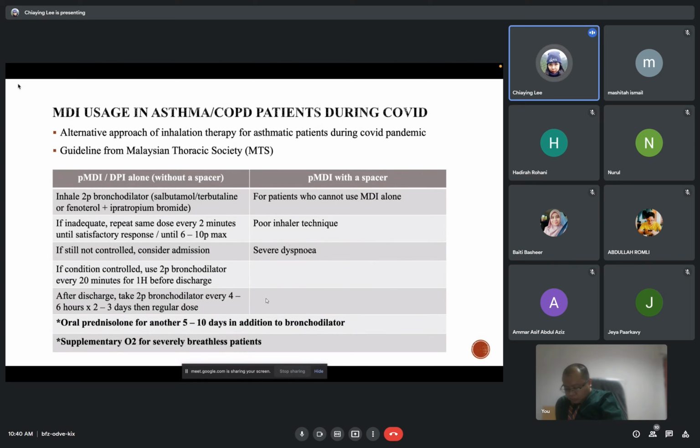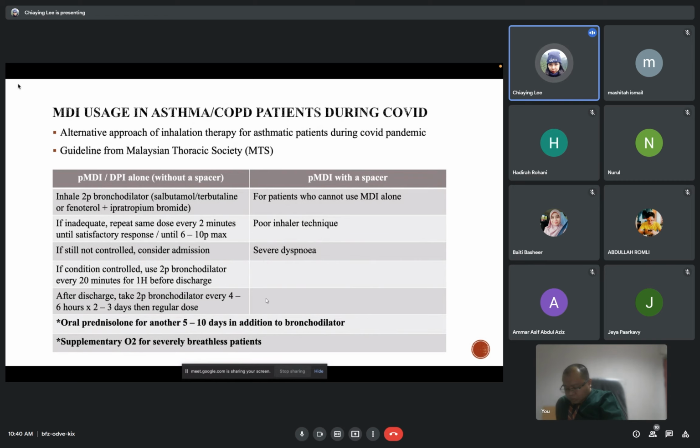So I've obtained this information from the Malaysian Thoracic Society, where we can use MDI for asthma patients. First, we give them 2 puffs of bronchodilator, and if it's inadequate, we repeat the same dose every 2 minutes until satisfactory response, or maximum 6 to 10 puffs. If still not controlled, then we need to consider admission.